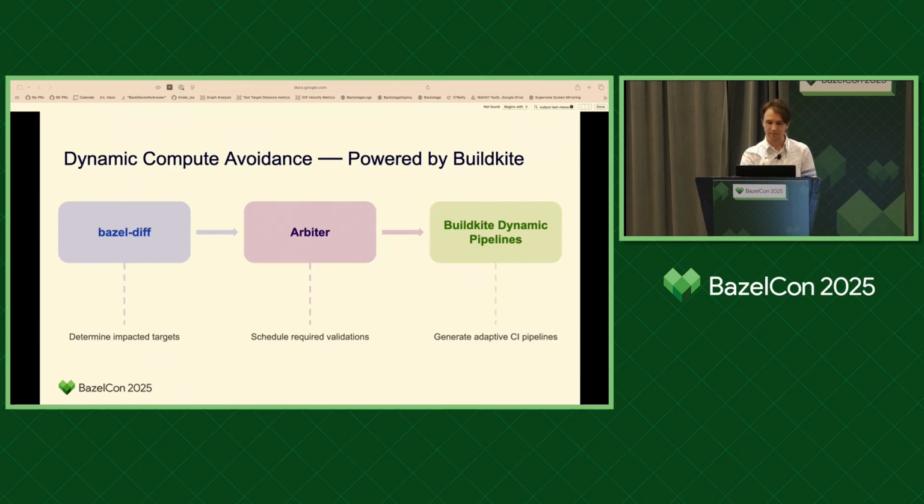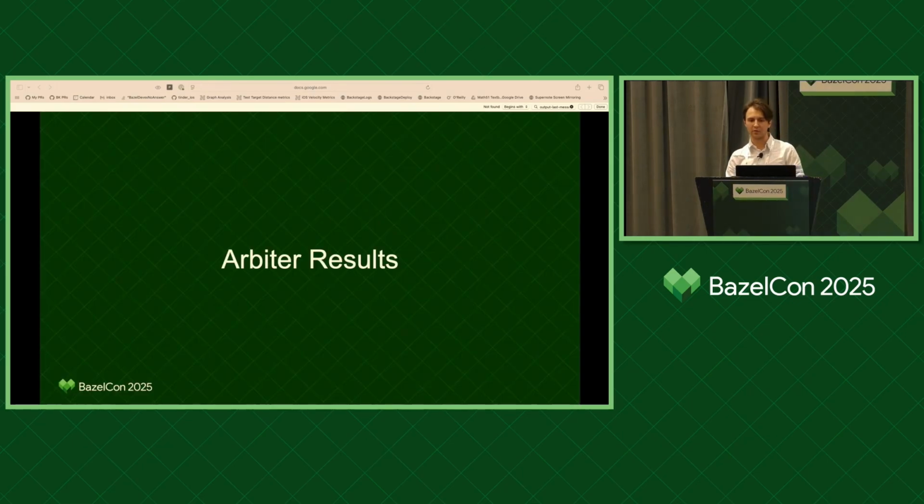So at this point, Arbiter was sitting right at the front of our CI funnel, using Bazel Diff to understand the change, and Buildkite to shape the pipeline dynamically around it. We had effectively created a CI system that thinks before it acts. But how much of a difference does that really make once you've integrated target selection? Let's take a look at what we actually saw when we layered in Buildkite's dynamic pipelines on top of Arbiter.